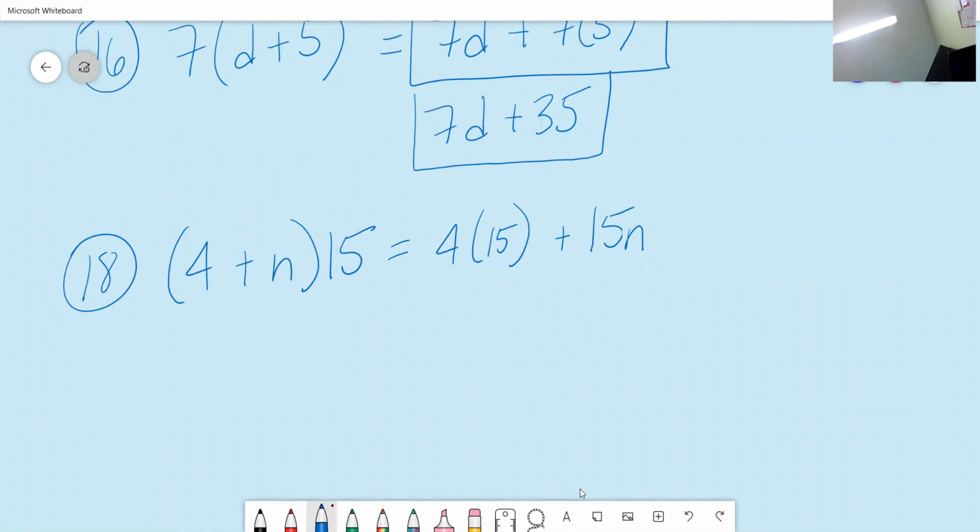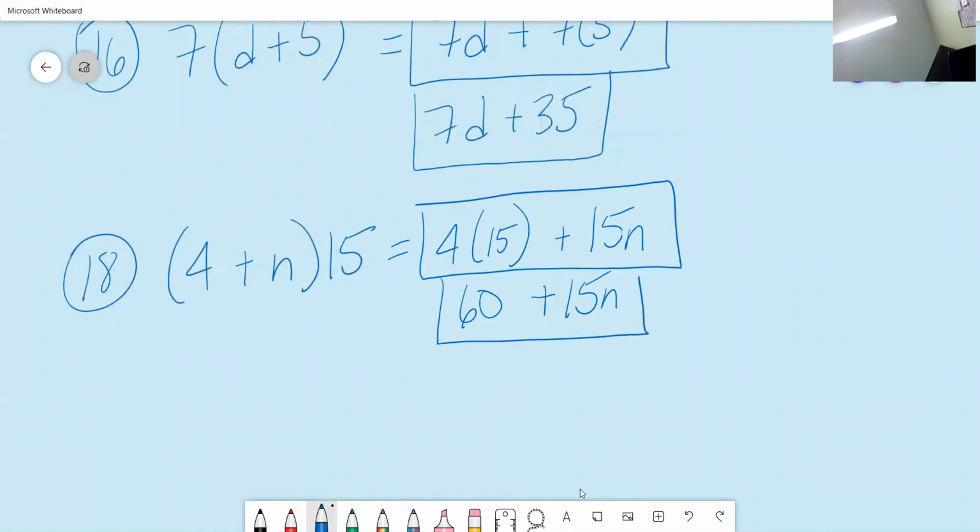All right, and then 4 times 15. Well, if y'all are like me, you know how I like to use my clock for my 15 times. So we know that 4 15-minute sections is 60. But you can also do 4 times 10 is 40, and then 4 times 5 is 20, and 40 plus 20 is 60. So we have 60 plus 15n. So this is our equivalent expression, and this is our simplified expression.